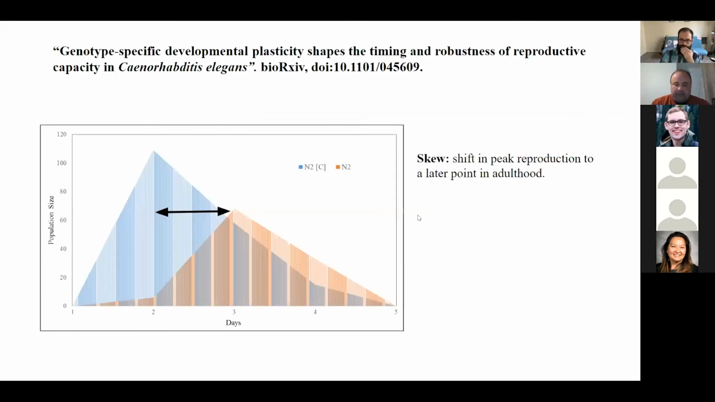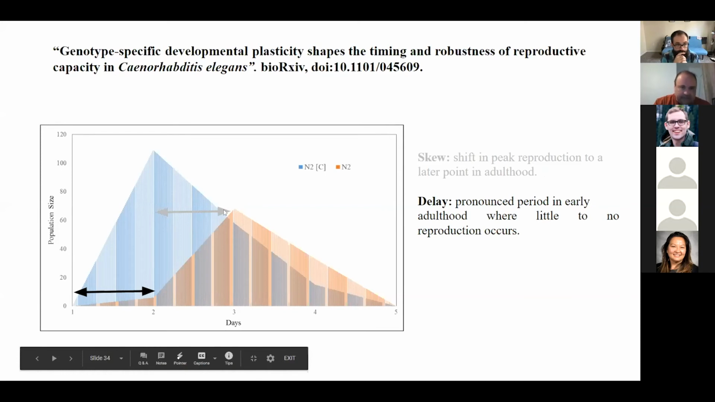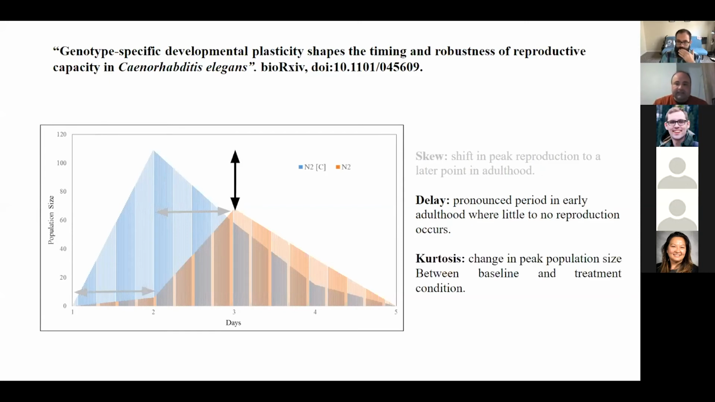And so you actually get 3 different components to this. You get skew, which is where the peak of reproduction shifts forwards or backwards in time. You get delay, so you get a little bit of reproduction here at 2 days, and then it goes up. So you could say that reproduction was delayed, although that's a little trickier to characterize. And then kurtosis, which is really just this change in peak population size. So the population peak, when it's producing most of its offspring, decreases.